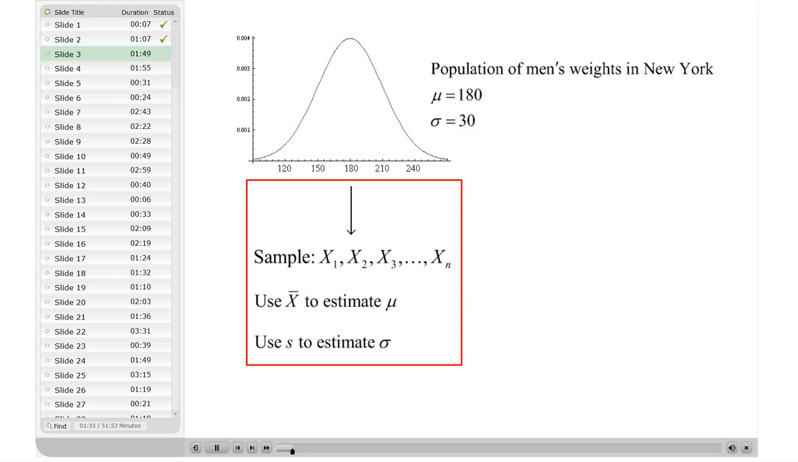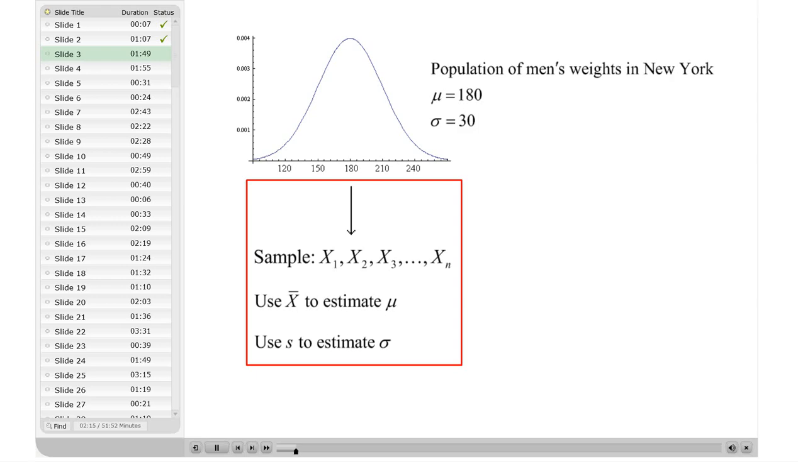So anyway, a sample basically is a list of numbers x1, x2, x3, all the way up to xn. And we've already talked about how once we have a sample, we can calculate the sample mean, which is just going to be the sum of all the numbers in our sample divided by n. And we can calculate the sample standard deviation. We looked at that in lecture 2.